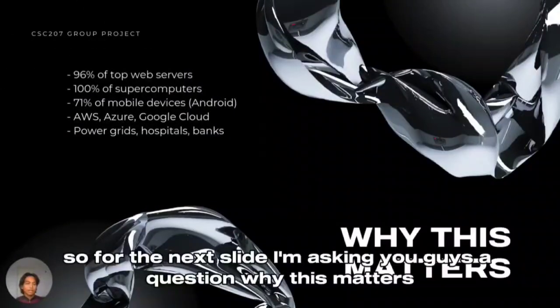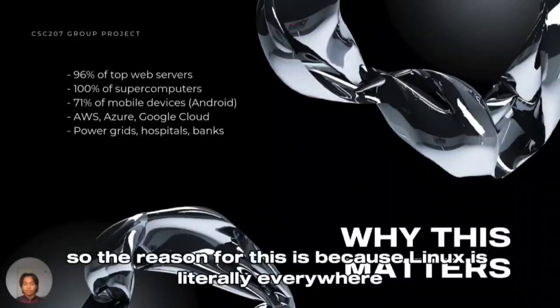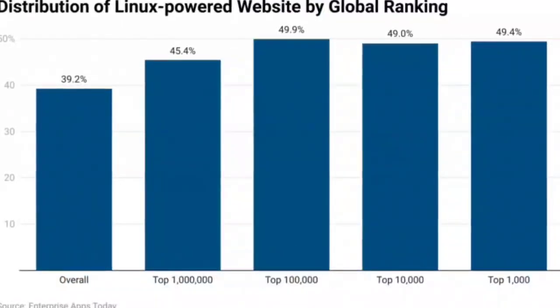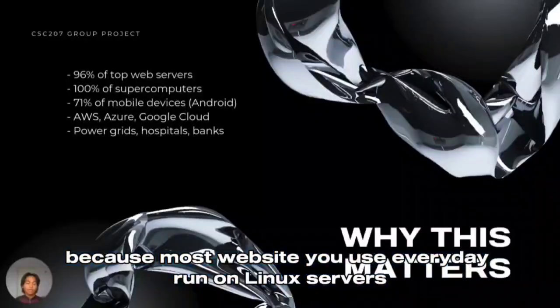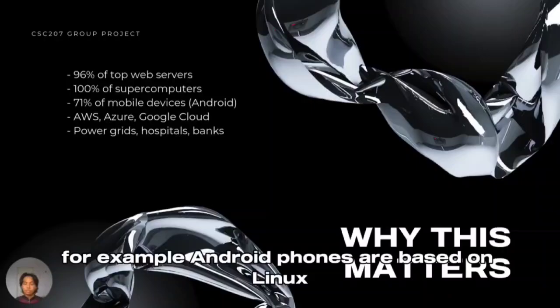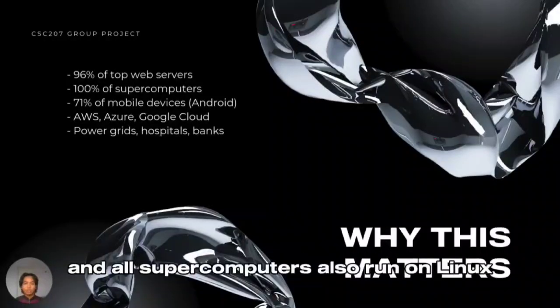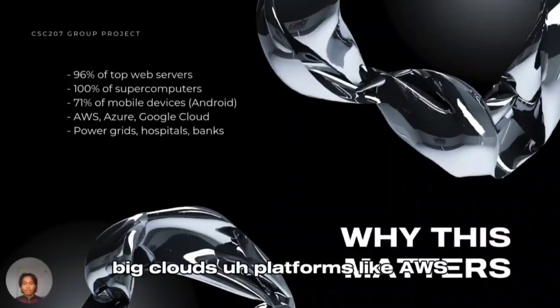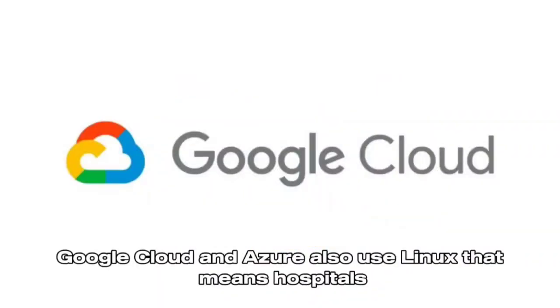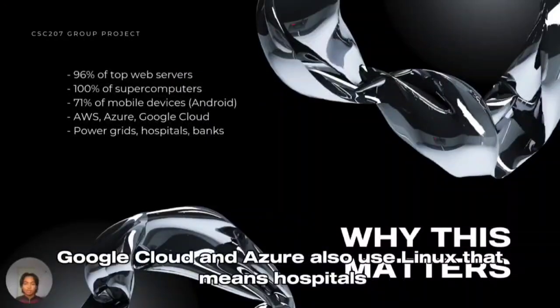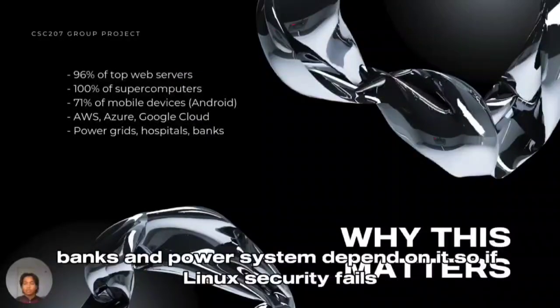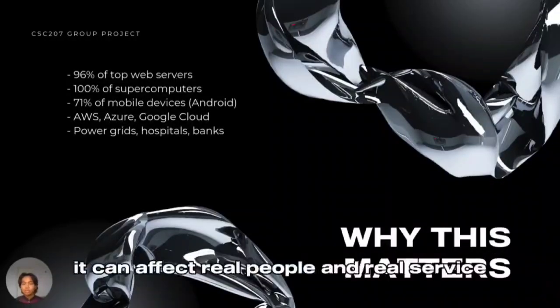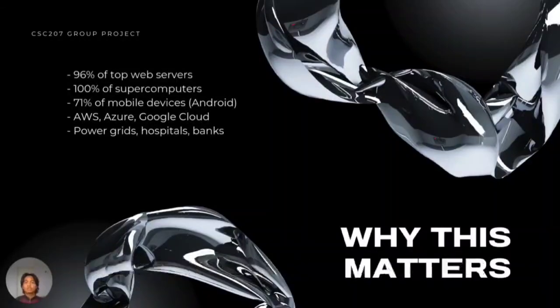Okay, for the next slide, I'm asking you guys a question. Why does this matter? Because Linux is literally everywhere. Most websites you use every day run on Linux servers. Android phones are based on Linux, and all supercomputers also run on Linux. Big cloud platforms like AWS, Google Cloud, and Azure also use Linux. That means hospitals, banks, and power systems depend on it. So if Linux security fails, it's not just a tech problem. It can affect real people and real services.